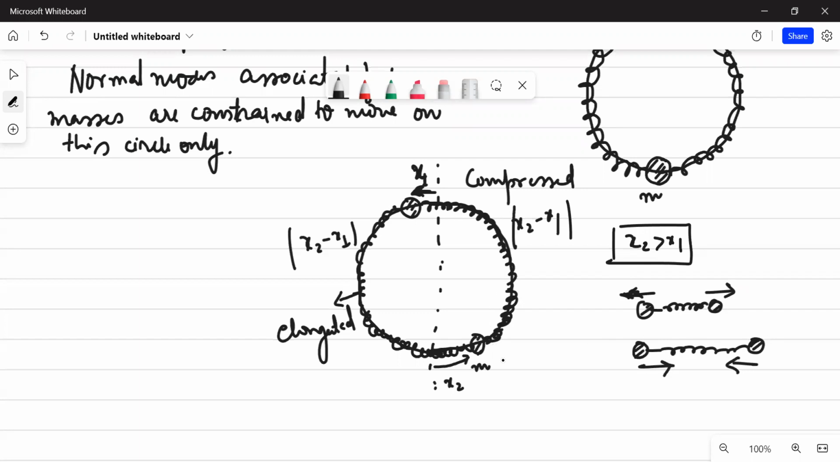So since this is compressed, it will feel a force in this direction, and this will feel a force in this direction, given by, and you take both constants k for simplicity right now. We are not going to get involved in all sorts of weak coupling. So whatever I understand, this will feel a force of k times mod x2 minus x1. Even if you don't want to take the mod, it is fine, because x2 is obviously greater than x1. Is that clear? So this is due to this part.